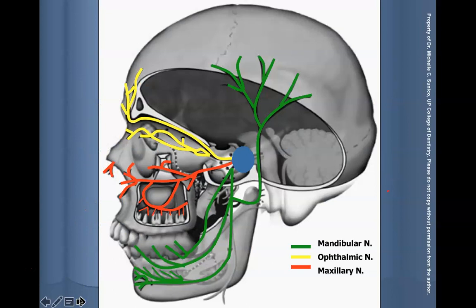This diagram shows you the three main branches of the trigeminal nerve. The smallest one is the ophthalmic division. The red one here is the maxillary division, or we call it now the maxillary nerve. And the green one, which is the largest, is the mandibular nerve.